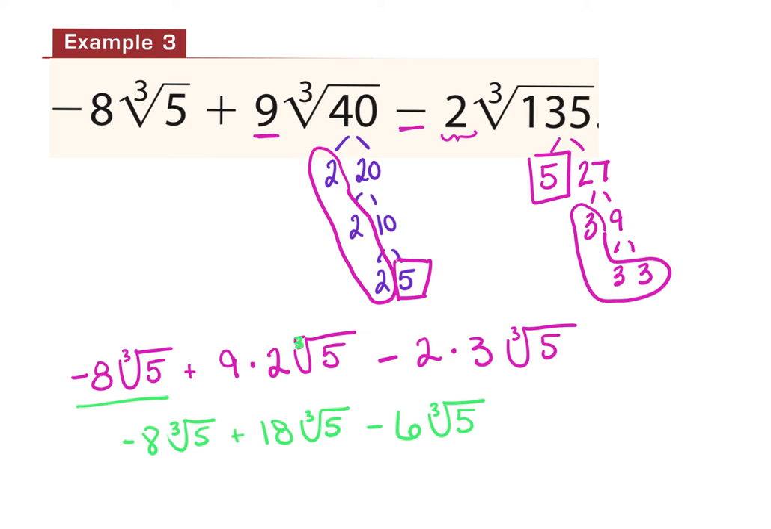My indexes are all 3's. My radicands are all 5's. And so I'm just going to add these up. I'm going to say -8 plus 18 minus 6. That's going to give me 4. 4 cubed root of 5. All right. So always simplify first, even if it is a higher exponent.